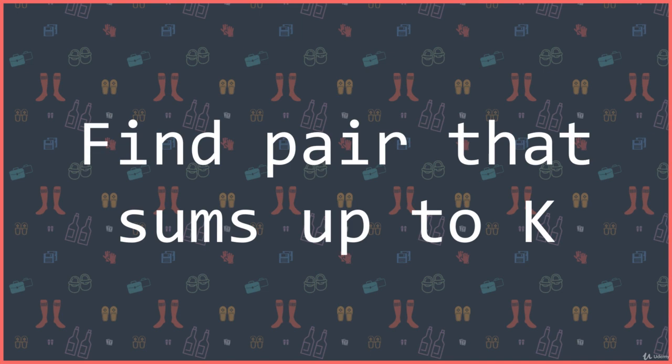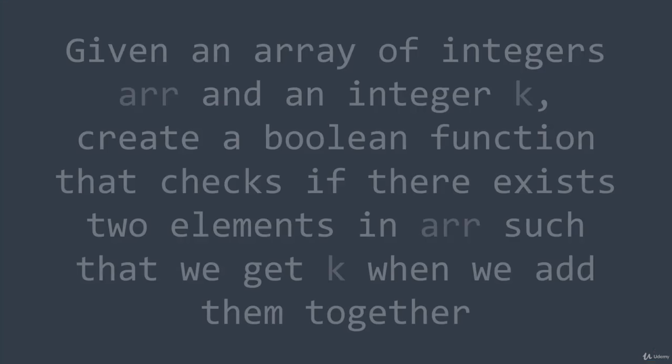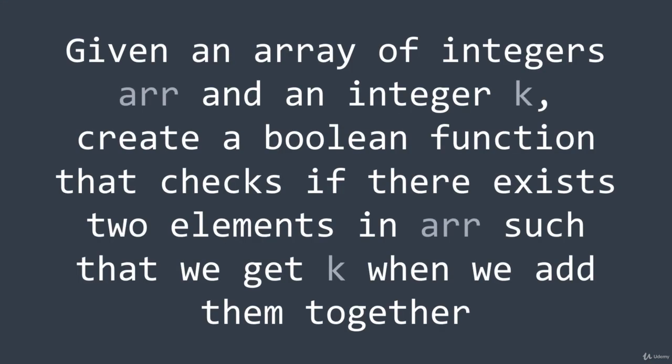Welcome to this new video where we will see a new coding problem, the find pair that sums up to k problem. This problem says, given an array of integers r and an integer k, create a boolean function that checks if there exist two elements in r such that we get k when we add them together. I hope that you try to solve the problem, so let's start.